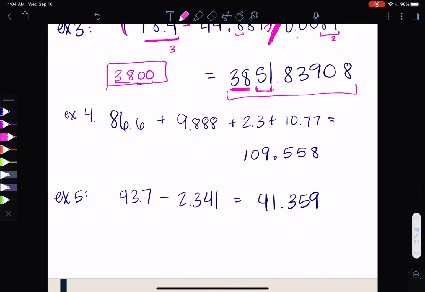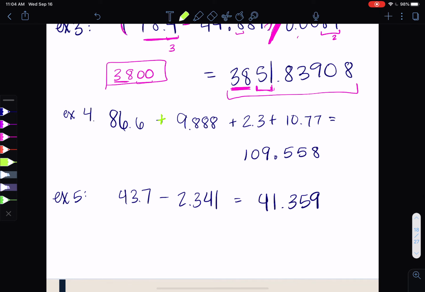All right, let's do the next one. In this one, we have 86.6 plus 9.888 plus 2.3 plus 10.77. The rule for this is following our addition rules, which is to look after the decimal and see how many numbers. We'll have 1, 3, 1, 2. So my answer should have 1, right? Because that's the lowest number. So you're going to keep all of these numbers and stop right there. So you're going to say 109.6.